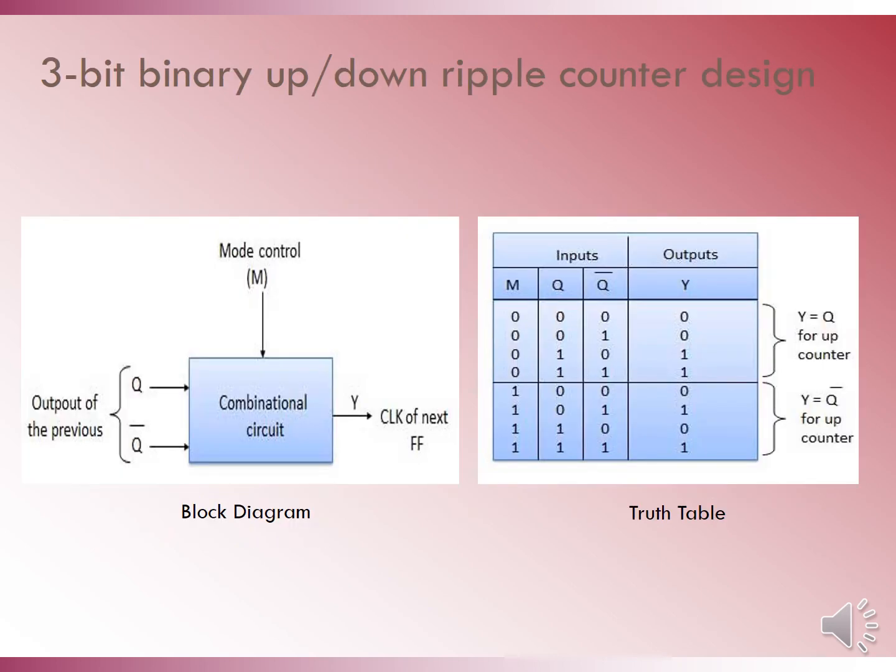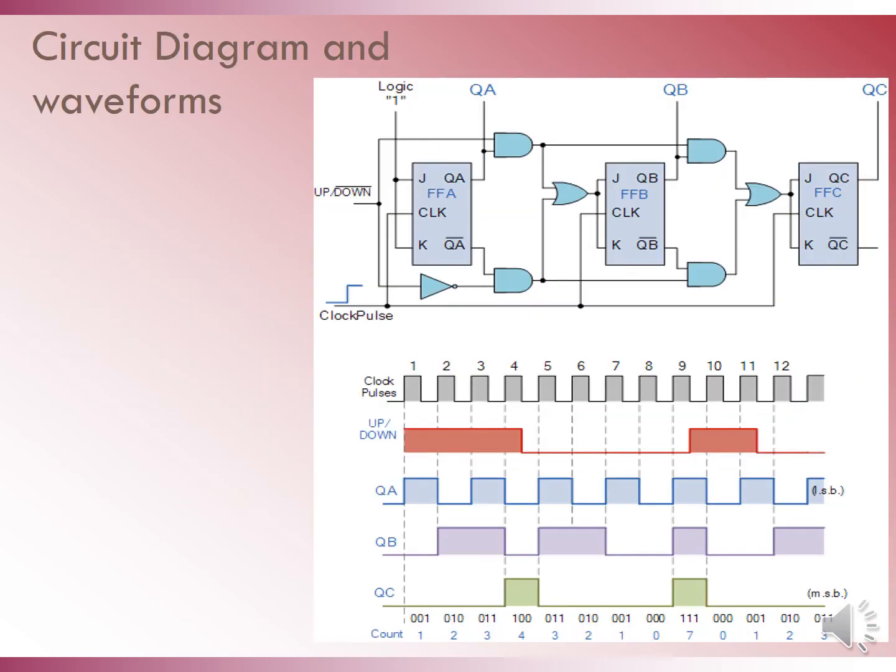This is the block schematic for that up-down ripple counter. Depending upon the mode control bit, either Q or Q bar is gated to the clock of the next flip-flop stage. So, if I see the truth table, if the mode control bit M is 0, I am connecting Q output to the clock of the next stage, and Y becomes equal to Q for the up count, and Y becomes equal to Q bar when the mode control bit is set to 1, that is for the down counter.